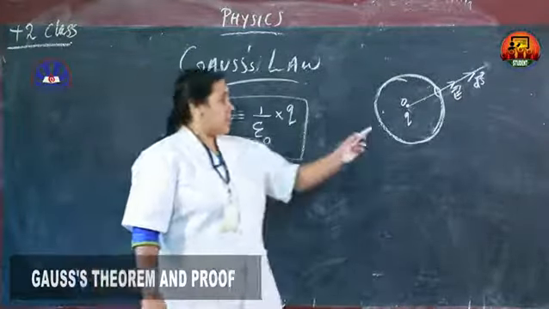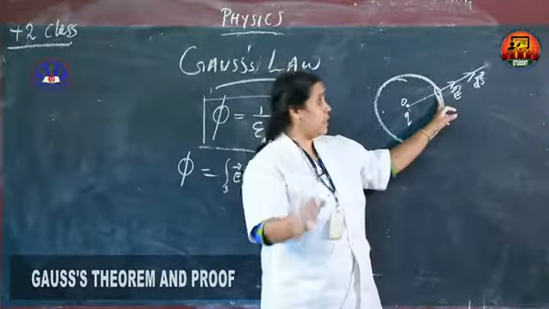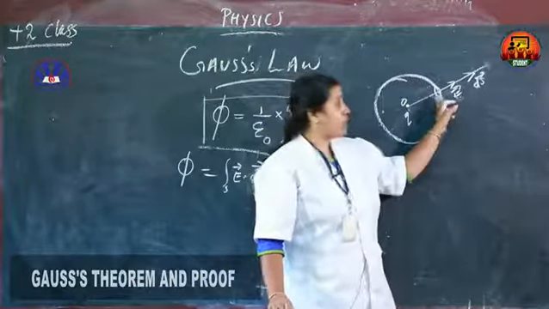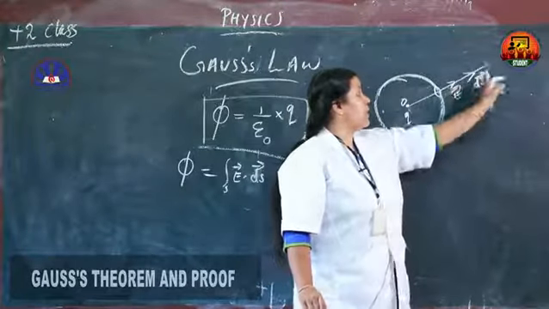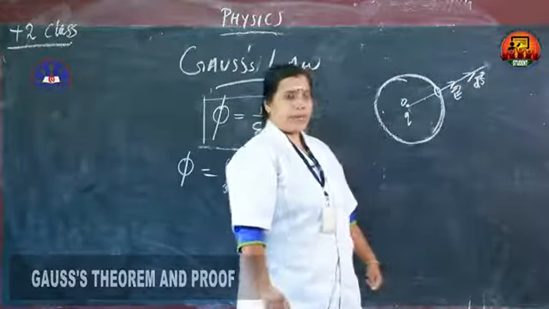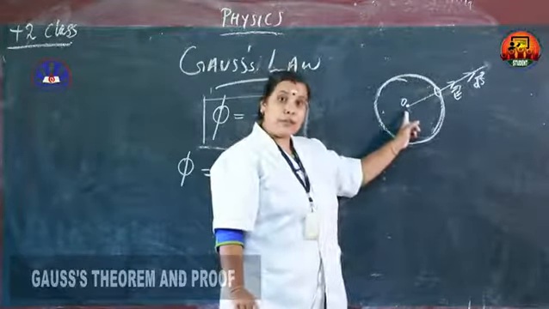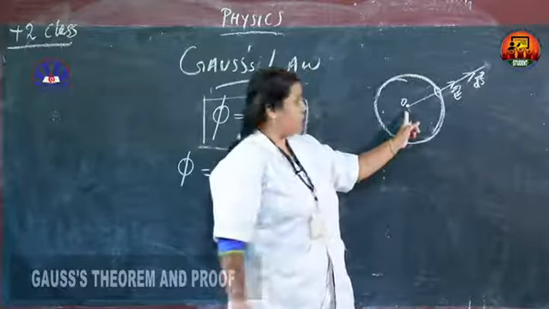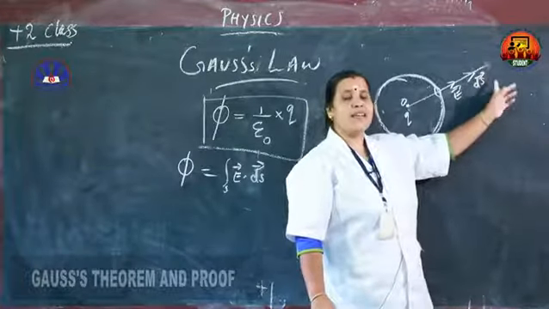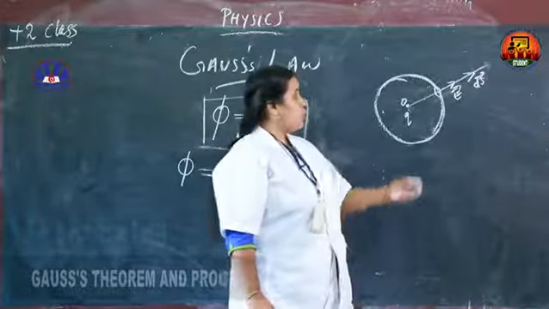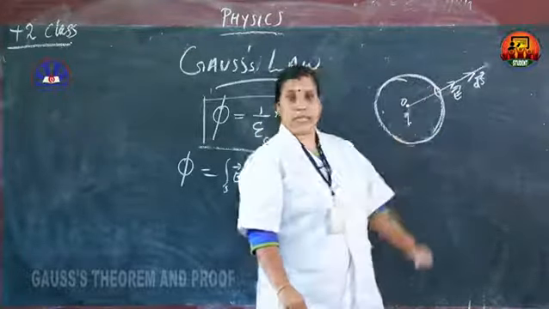Clear? Now I am dividing the whole surface into small portions, and I am taking one such portion whose area is ds. The direction of area is always normal to the surface. Here the charge is positive, so the direction of electric field due to this positive charge is also outward. That means we can see from the figure that both the field and ds are along the same direction. So first we can find the flux over this small portion ds.